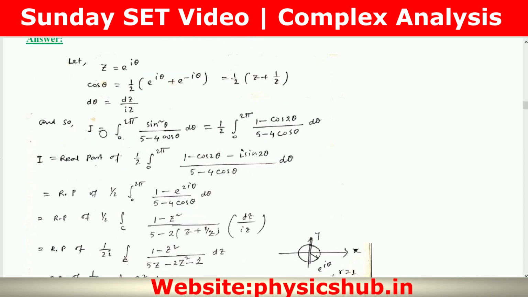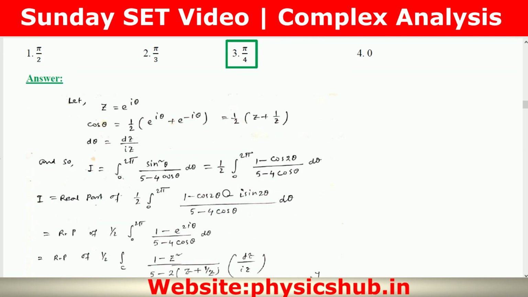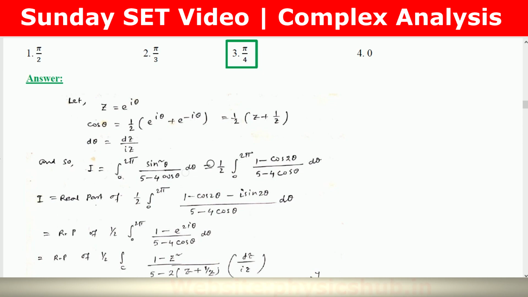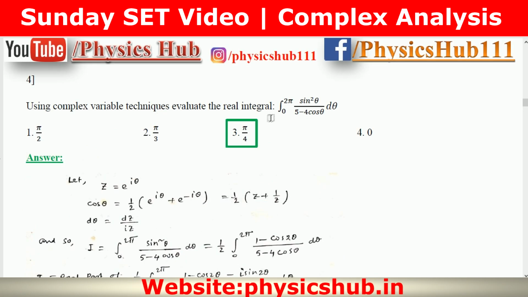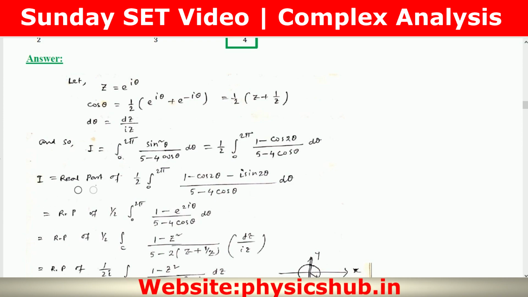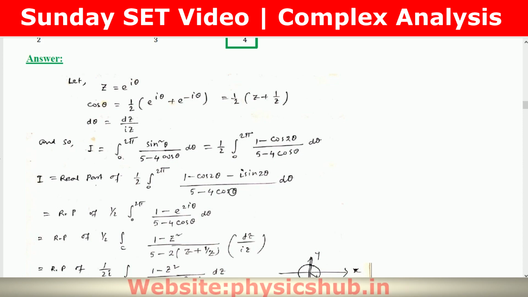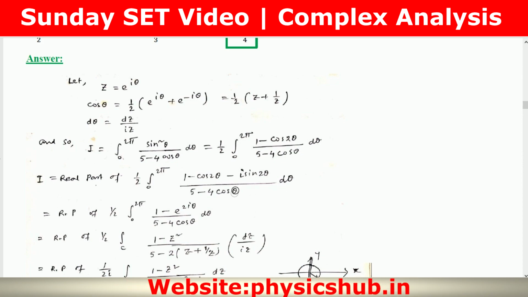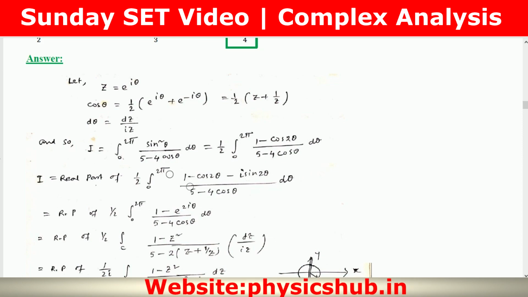And we are getting this I equals the integral from 0 to 2π of sin squared θ by 5 minus 4 cos θ dθ, equal to half, since 2 sin squared θ means 1 minus cos 2θ, by 5 minus 4 cos θ dθ, and we have to find out this sin squared θ by this. So this integration I equals the real part of half of the integral from 0 to 2π of 1 minus cos 2θ minus i sin θ. Why are we writing this? Because we want to write these terms in terms of exponentials with z terms.